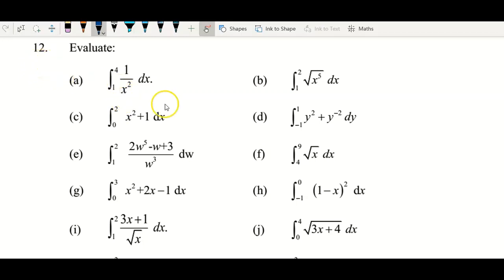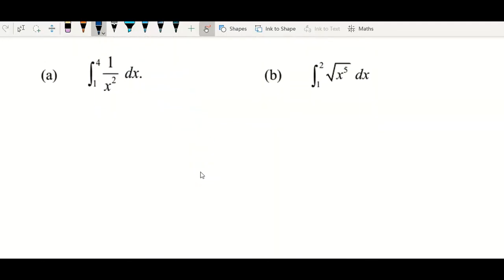For question 12, I have 18 examples here on definite integrals. Let's look at question A first. To integrate 1 over x squared with respect to x from 1 to 4, I will just copy down the question first and change this 1 over x squared into this form, and write down the lower limit, upper limit. Integrate x to the power of -2, we have to increase the power.